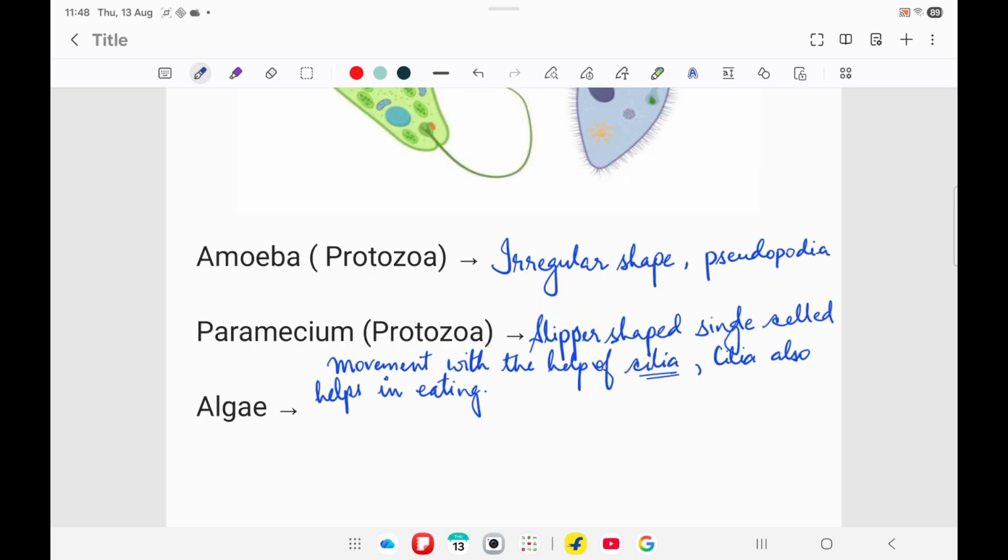We also saw algae. They are photosynthetic, that is, they can synthesize their own food. They contain chlorophyll. Examples are Spirogyra, Chlamydomonas, seaweed, etc.